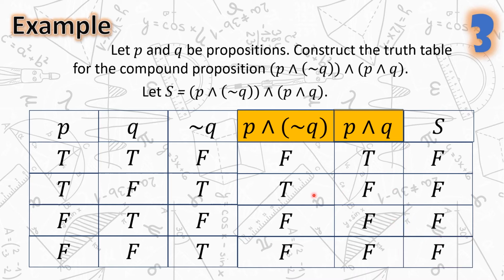So that means for whatever combination of truth values for the propositions P and Q, the compound proposition P and not Q and P and Q is false.